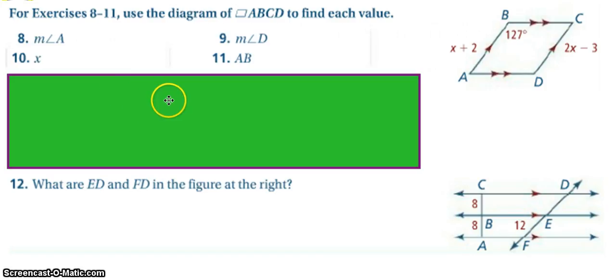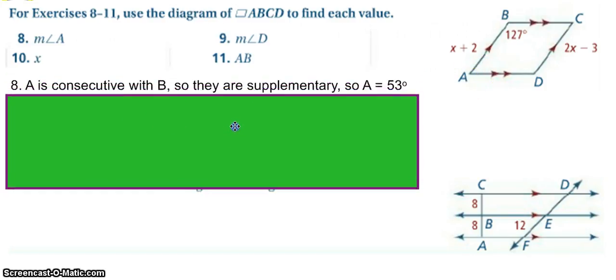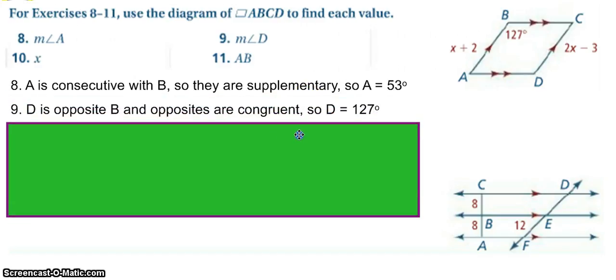So for 8, what we see is we're trying to solve for the measure of angle A, and A is consecutive with B, so we know they must be a supplementary pair, so A ends up being 53 degrees. What we see about measure of angle D is that D is opposite our angle B, and since this is a parallelogram, we know that they must be congruent, so we know that D is 127 degrees.